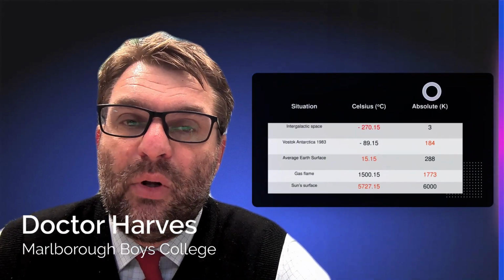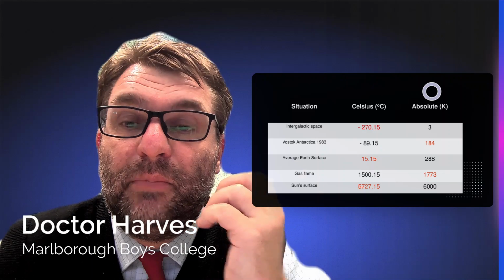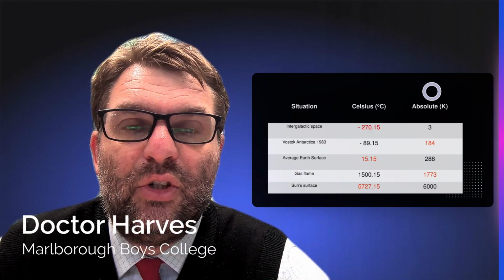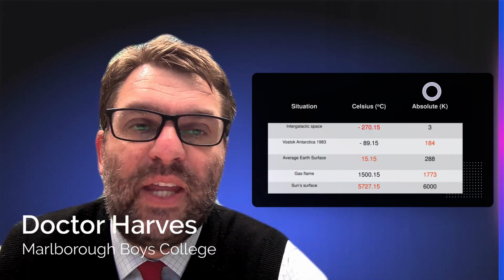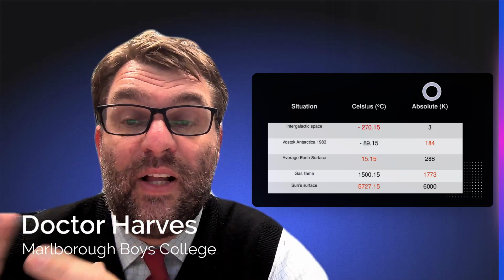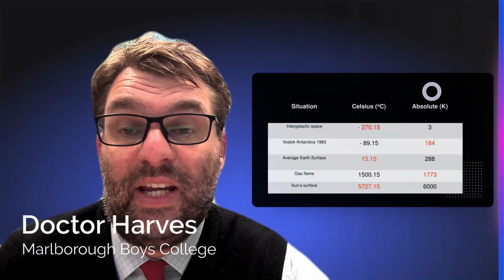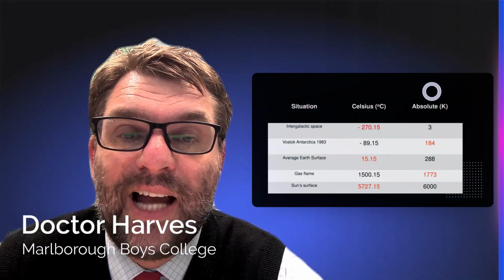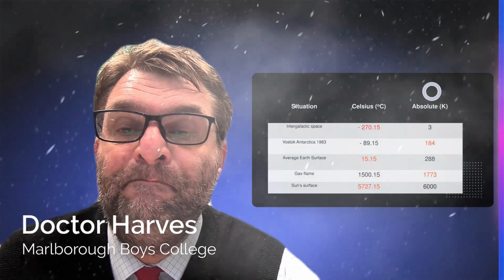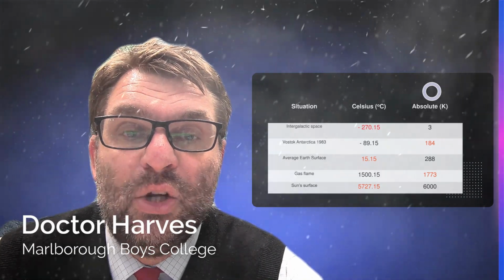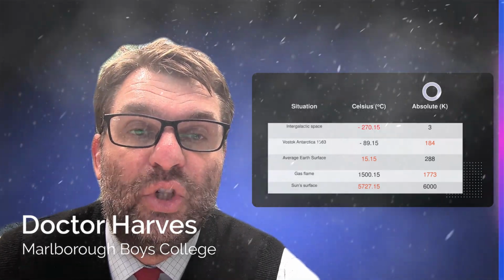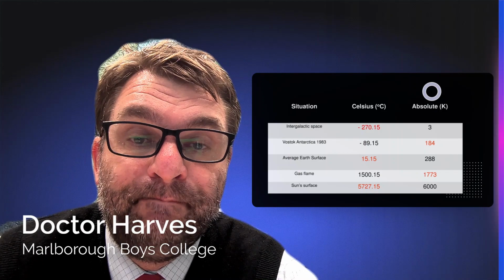So here are some examples of situations, giving the degrees Celsius temperature and the absolute value in Kelvin. Okay, so outside in space, it's quite cold. It's minus 270.15 degrees Celsius. That would be 3 Kelvin. Antarctica, the coldest place on Earth, is minus 89.15 degrees Celsius, which is plus 184 Kelvin.